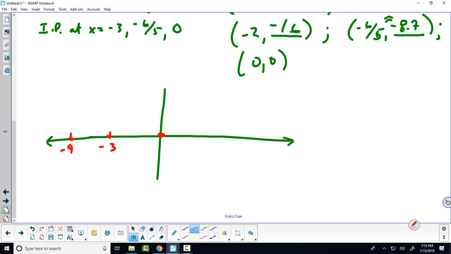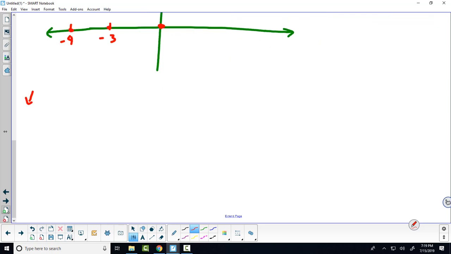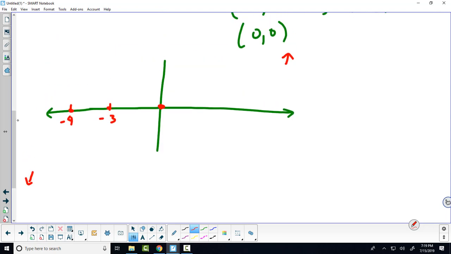Okay, great. Then we said we had no vertical asymptotes or holes, so there's none of those to put on. Then we said as you go far to the right, your y value should become positive. And as you go far to the left, your y value should be negative. That's our end behavior.